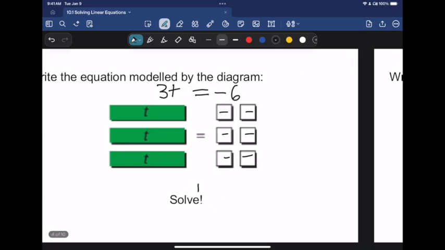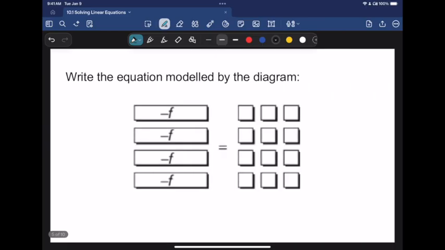Now we have an equation that we can solve. I'll show you how to solve after we model the rest of these. Let's try this one. Here we have negative 4 f's because there are 4 of them on this side, and on this side we have 12 squares. So we have negative 4f equals negative 12. Very nice. This is how we use our algebra tiles to model equations.